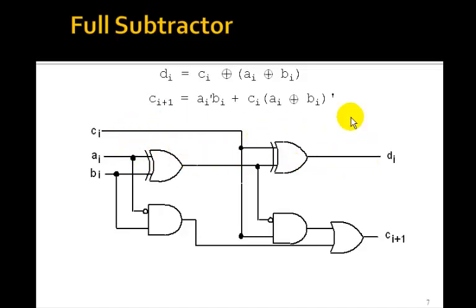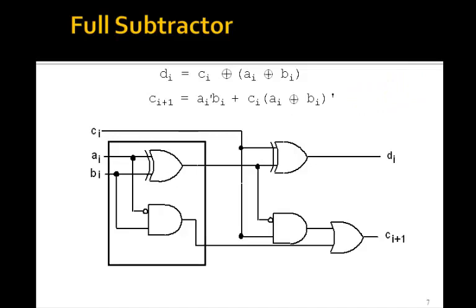The top just looks like a full adder. The difference is just C exclusive OR with A exclusive OR with B. That gives D. And CI plus 1, the output borrow, is just, we need a bubble here, not A and B, OR'd with C, ANDed with not A exclusive OR'd with B. So this bubble would be this not here.